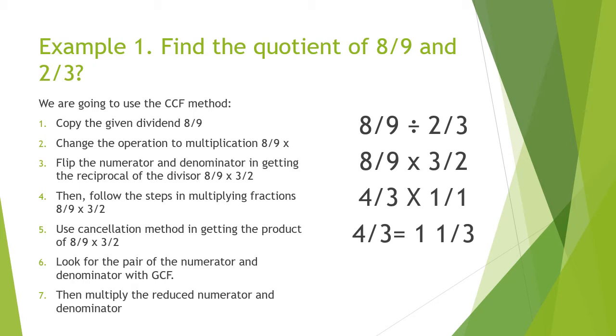Then multiply the reduced numerators and denominators. 4 times 1 equals 4, and 3 times 1 equals 3. We have 4/3. We can convert 4/3 to mixed number. 4 divided by 3 equals 1, remainder 1. So 4/3 is equal to 1 and 1/3. So 8/9 divided by 2/3 is equal to 1 and 1/3.